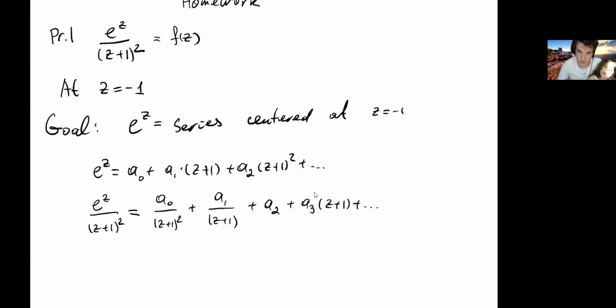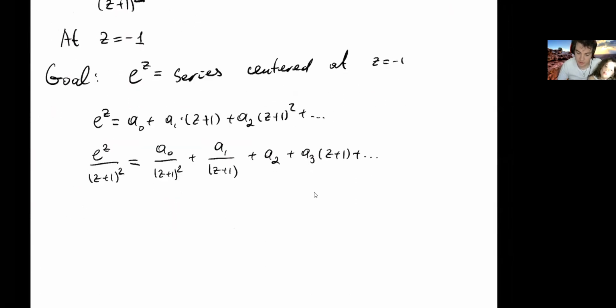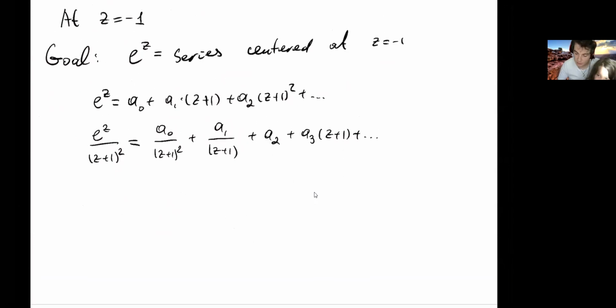By the way, I'll zoom out a little bit. Our only goal in problem 1 is to write this expansion. Now there are several ways to write this expansion. One is to multiply and divide by e to the z, but we can actually do it simpler just by differentiating.